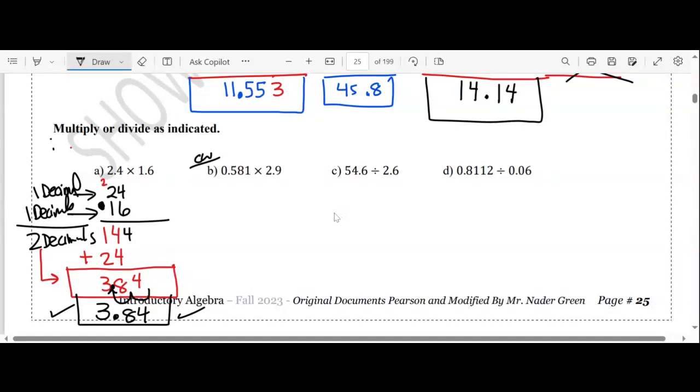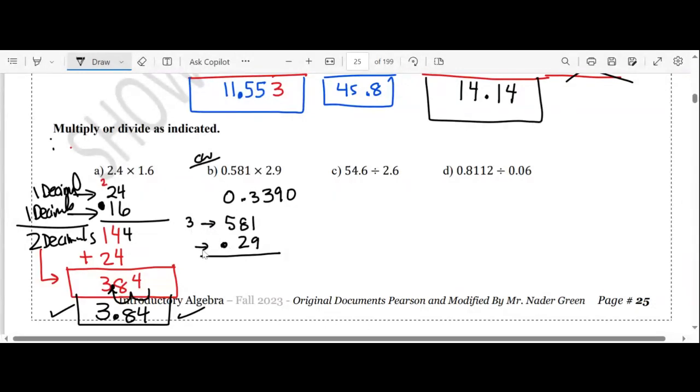Okay, so what's the answer? 0.3390. Everybody got this answer? So what should you do? 5.81 times what? 29. And remember, how many decimal places here? 3, right?